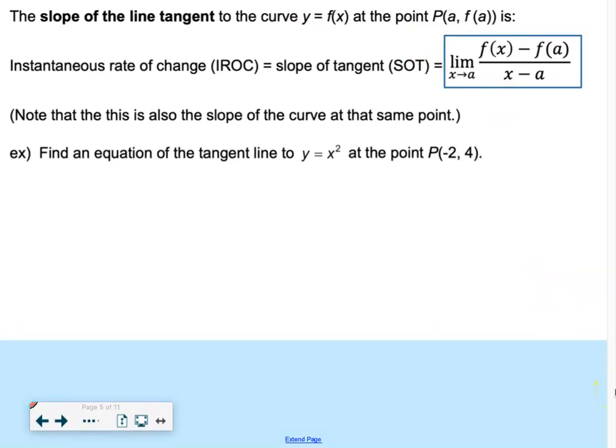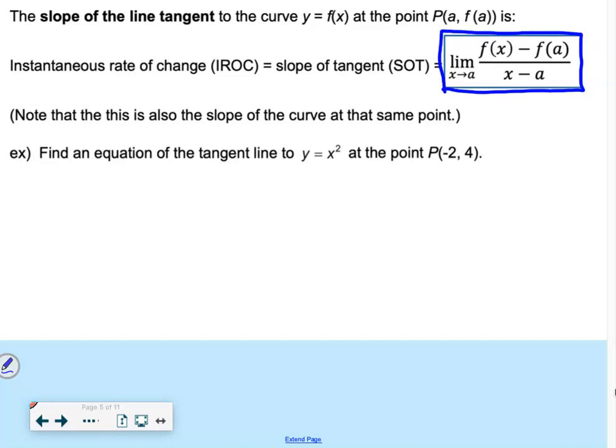So the slope of the line tangent to the curve at point P is, now instead of slope of secant, we have slope of tangent. Instead of average rate of change, we have instantaneous rate of change, which I call IROC. Instead of AROC, it's IROC. And what does it equal? It equals this formula right here. Now, notice we don't have a B and an A anymore. That's because we don't have 2 points anymore. We have 1 point.